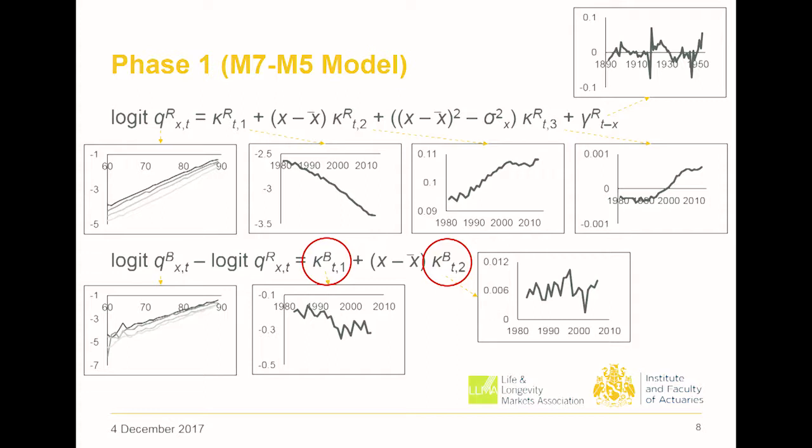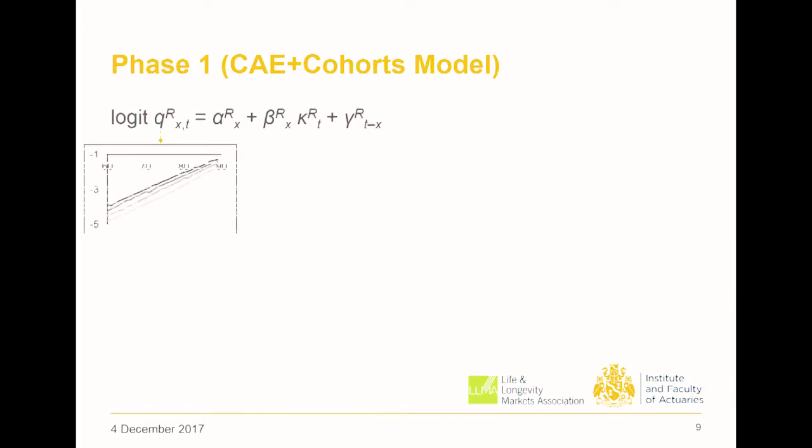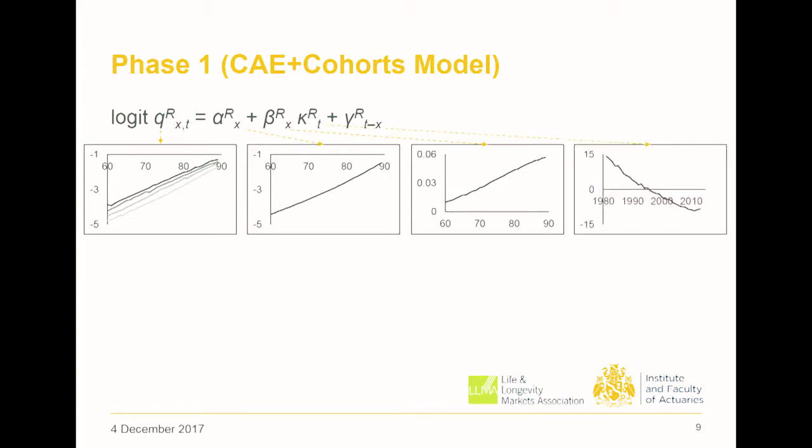The next one, CAE plus cohort model. In the first component, on the left, it is the logit q again. On the right, it is a Lee-Carter kind of structure. Alpha x refers to the mortality schedule over age. Beta x is an age-specific sensitivity measure. And kappa t is the so-called mortality index, which indicates the overall mortality improvement over time. This kappa t is modeled by a random walk with drift. At the end, there is also the cohort parameter, which is modeled by an ARIMA(1,1,0).